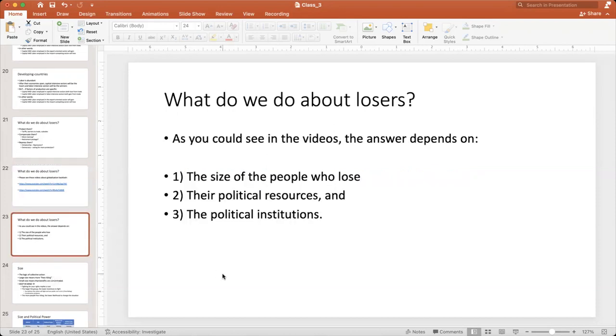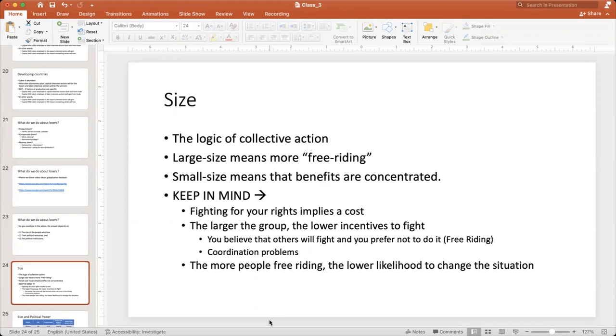So what do we do about losers? As you can see in the videos, the answer depends on 3 things: the size of the people who lose, their political resources, and the political institutions. Why the size? Because there is the logic of collective action. Large size means more free riding. Small size means that the benefits are concentrated.